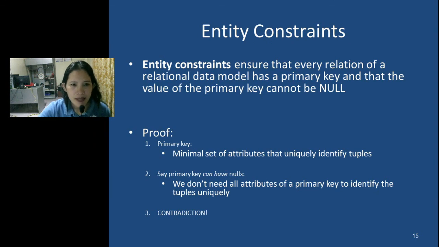Second is the entity constraints. Entity constraints ensure that every relation of a relational data model has a primary key and that the value of the primary key cannot be null.